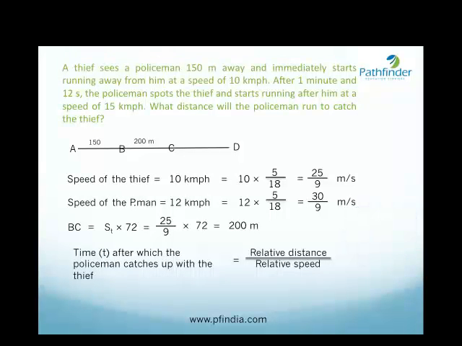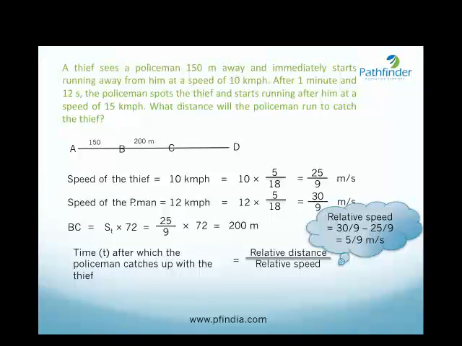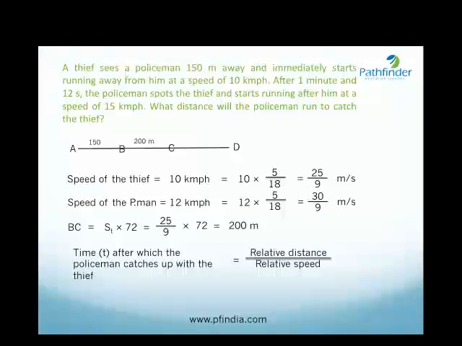And what is the relative speed? Because the policeman is running after the thief, the relative speed between the policeman and the thief is 30 by 9 minus 25 by 9, that is equal to 5 by 9 meter per second. So what do we get? The required time is 350 divided by 5 by 9, which is equal to 630 seconds.